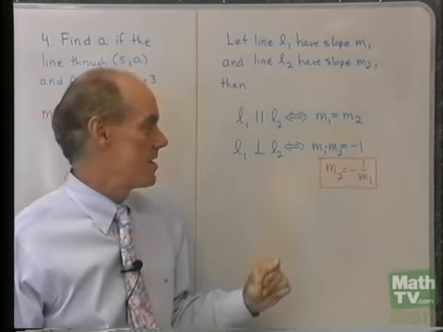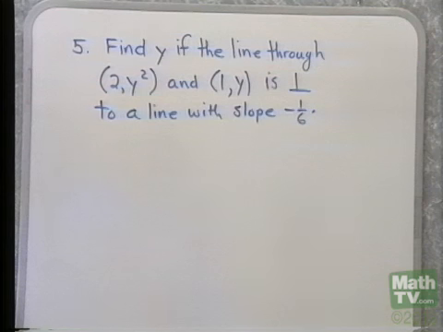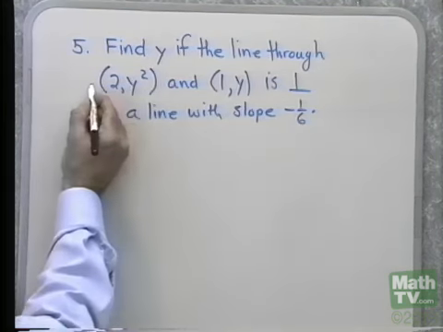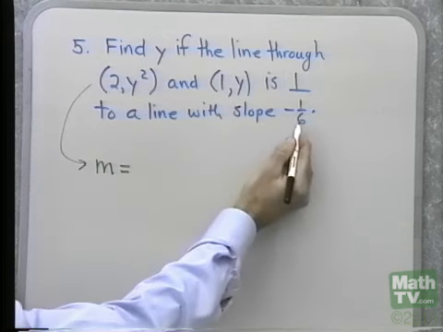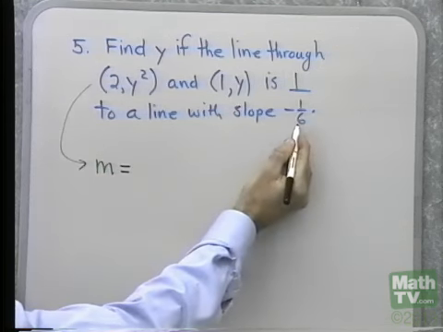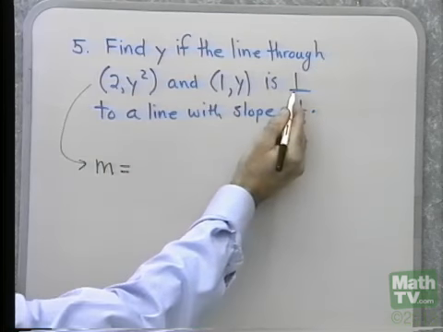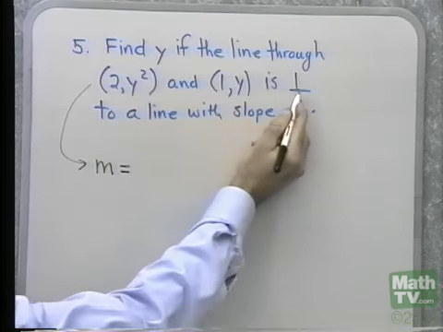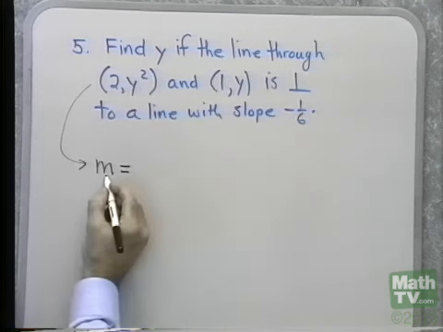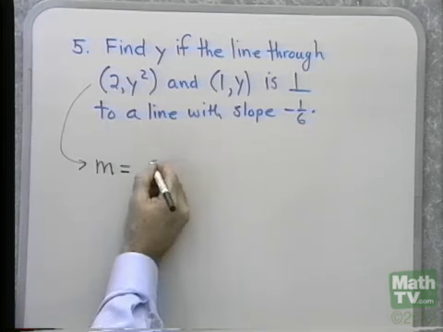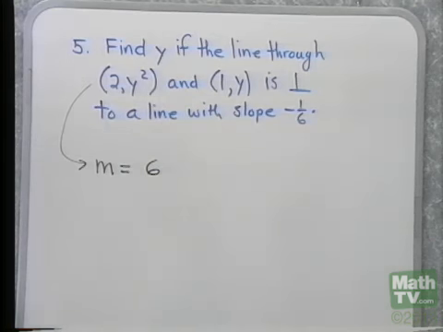So let's look at one last example that involves these formulas. We want to find y if the line through 2, y squared and 1, y is perpendicular to a line that has a slope of negative 1/6. So the slope of the line that goes between these 2 points, m, is going to be equal to the negative reciprocal of this, because it's perpendicular. The line that goes through these 2 points is perpendicular to a line that has a slope of negative 1/6. That means that m for the line I'm looking for has to be equal to positive 6.